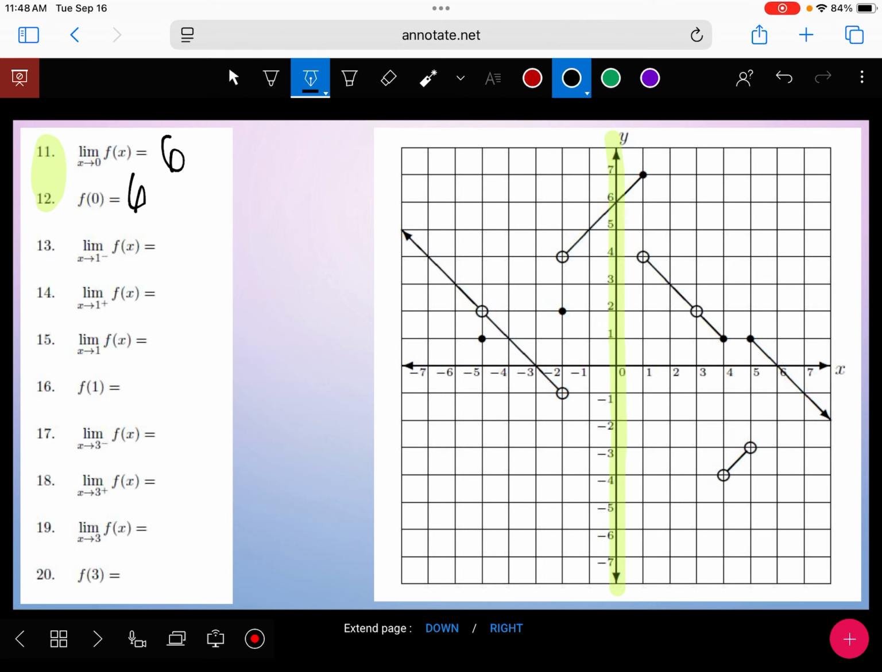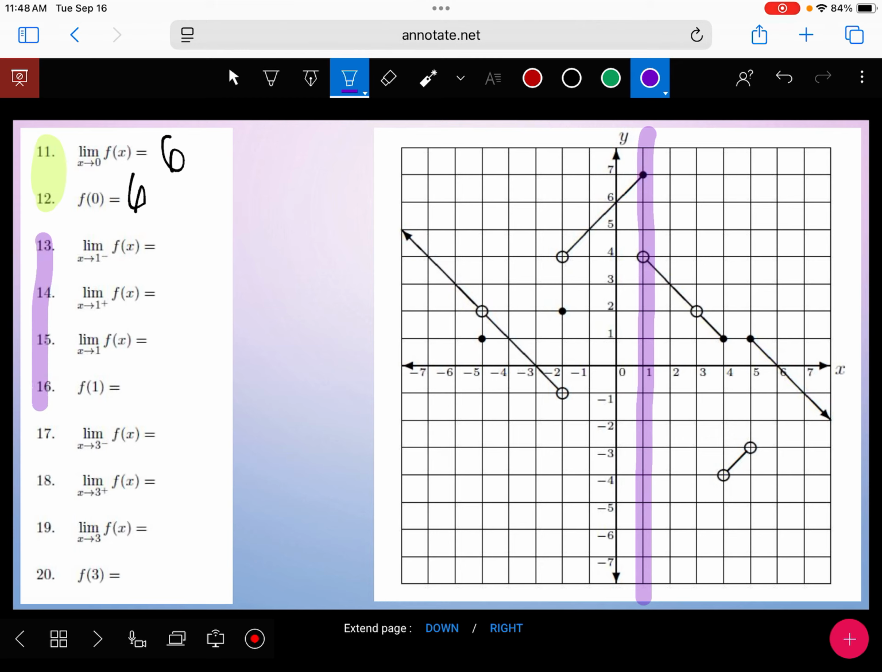X equals what? What's our next point in our domain? 1. Yep, positive 1. So let's look at the positive 1. So positive 1 would be right here. So let's identify what is happening on that purple wall. What kind of discontinuity do we have at that purple wall?